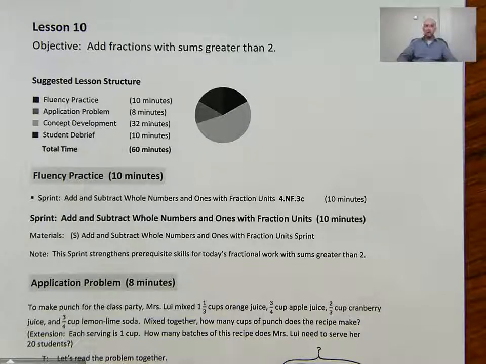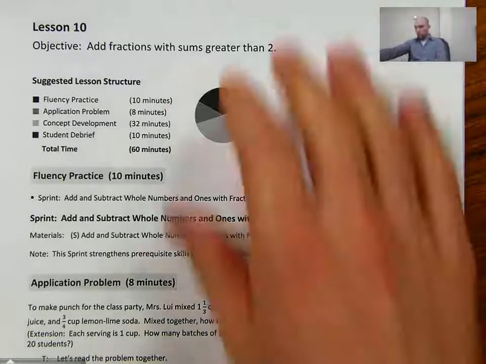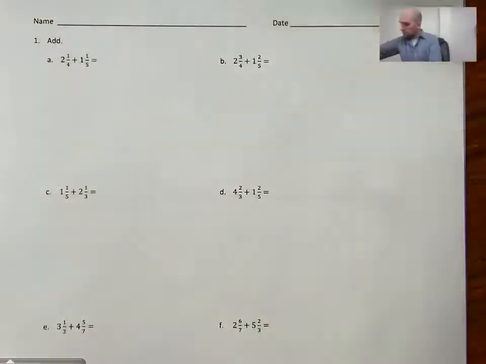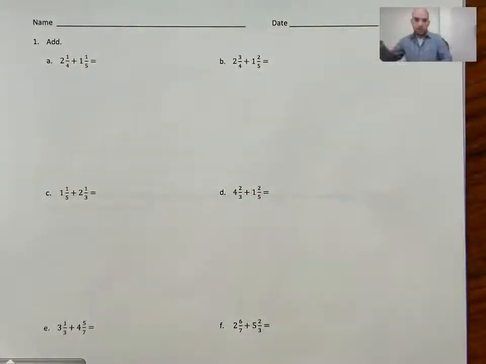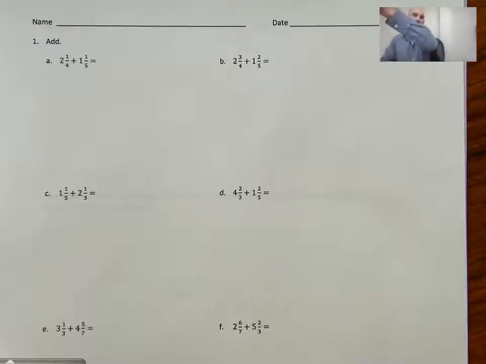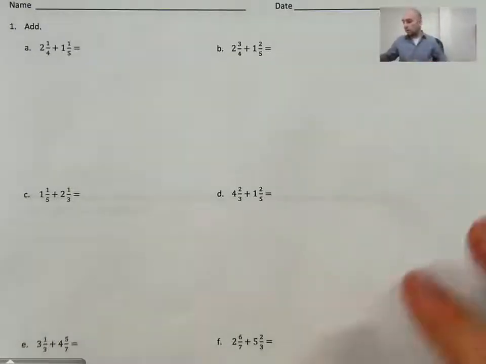This is 5th grade math, module 3, lesson 10. We're going to be adding fractions with sums greater than 2. So we'll look at letter A here. It says 2 1/4 plus 1 1/5.